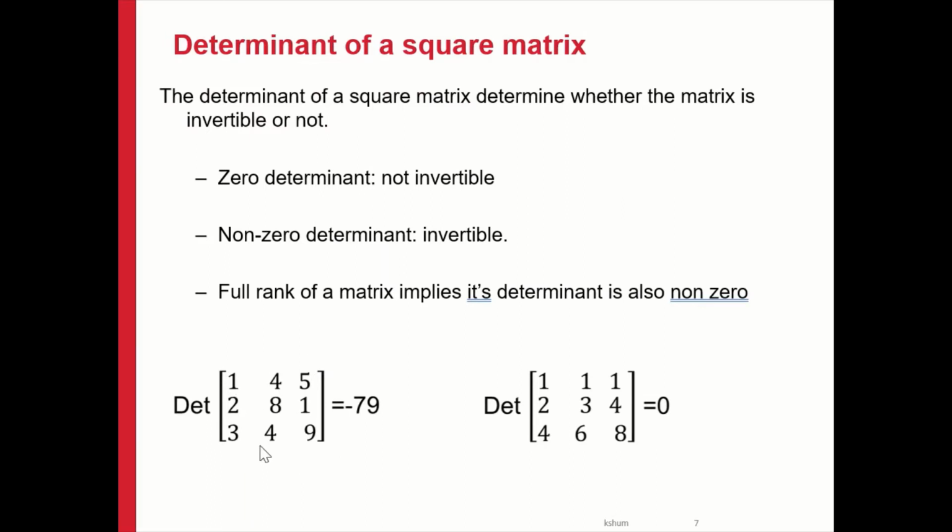So here we have a 3 by 3, its determinant is minus 79, and so we can say it's got rank 3. Here now we've got the same one we had before. These are the linearly dependent ones, and if we work out the determinant of this, it comes out as 0.